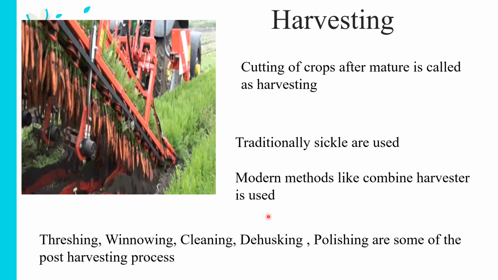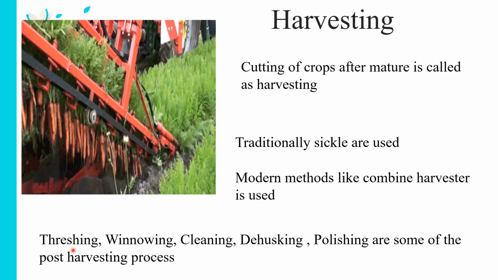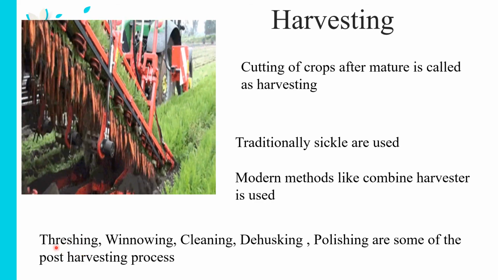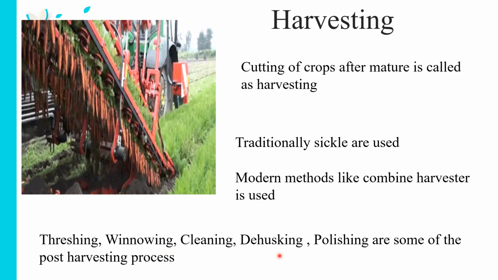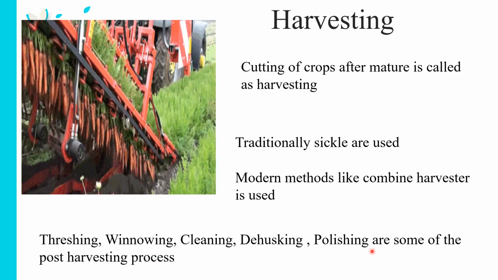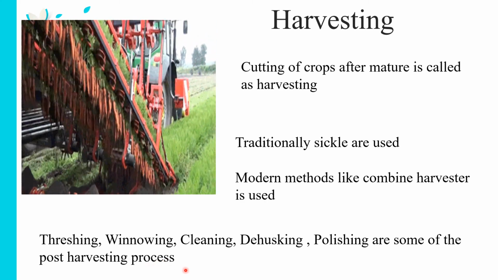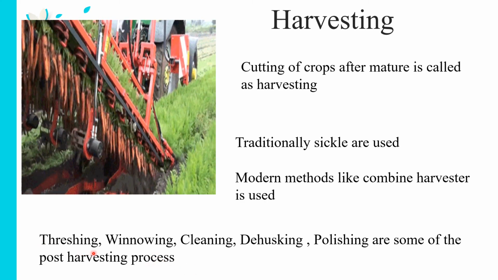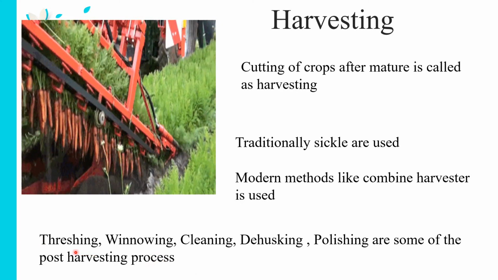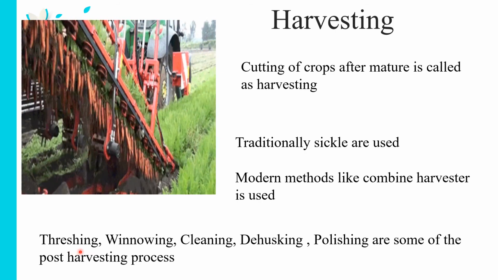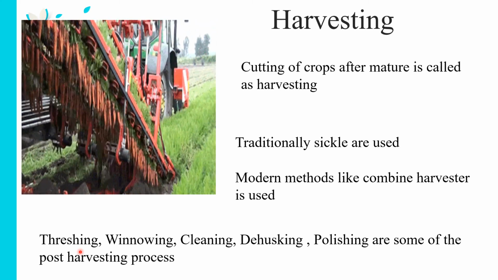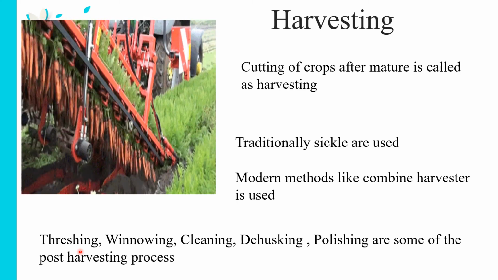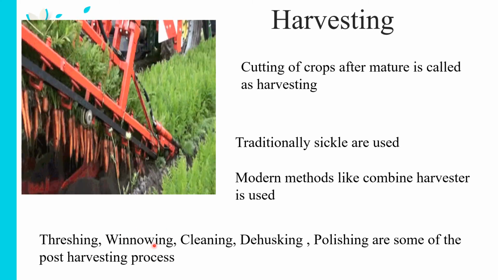And once the crop is harvested, it is further put through different processes called threshing, winnowing, cleaning, dehusking, polishing, after which only we can store them. So what is this process called threshing? The crops will be beaten against hard surfaces so that the grains will be loosened from the husk. And what is this winnowing?